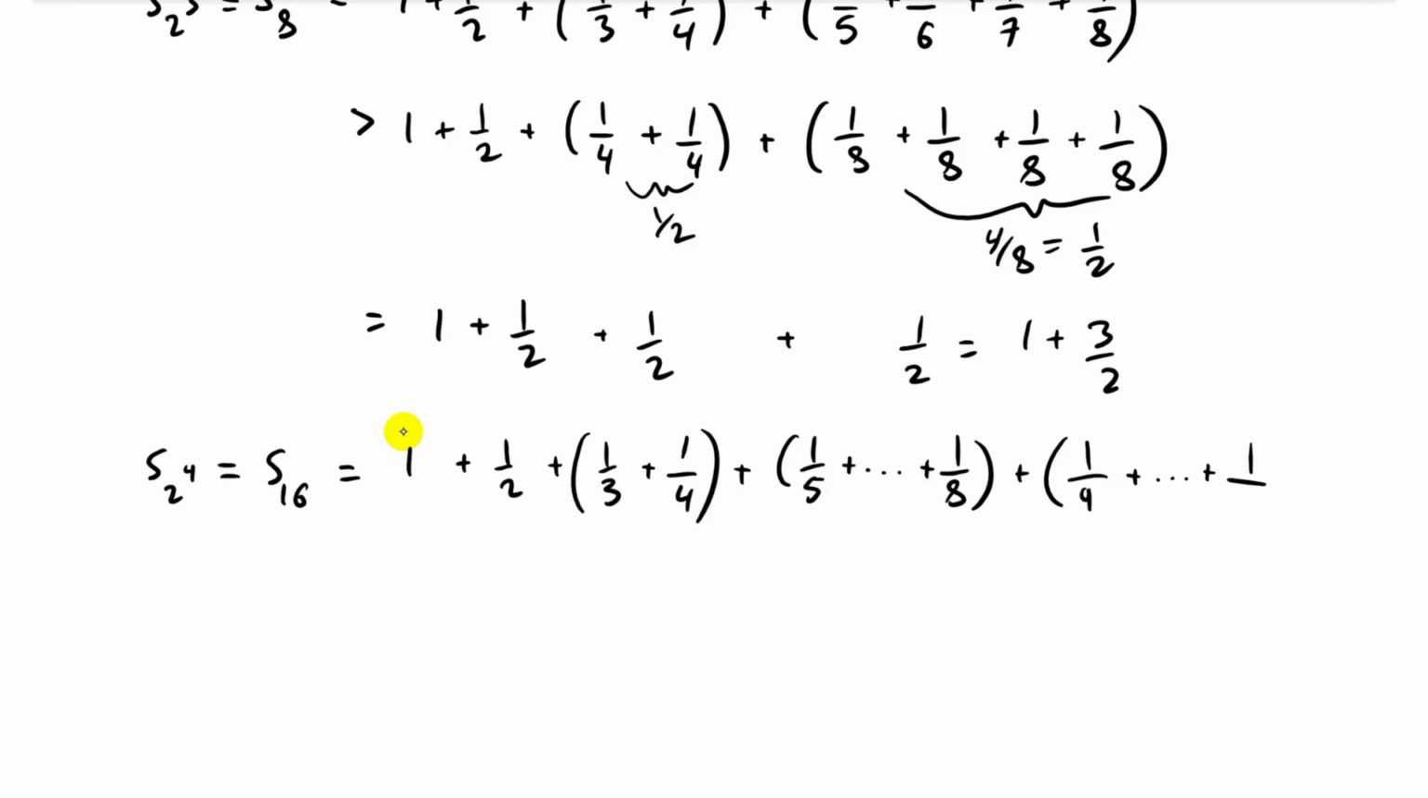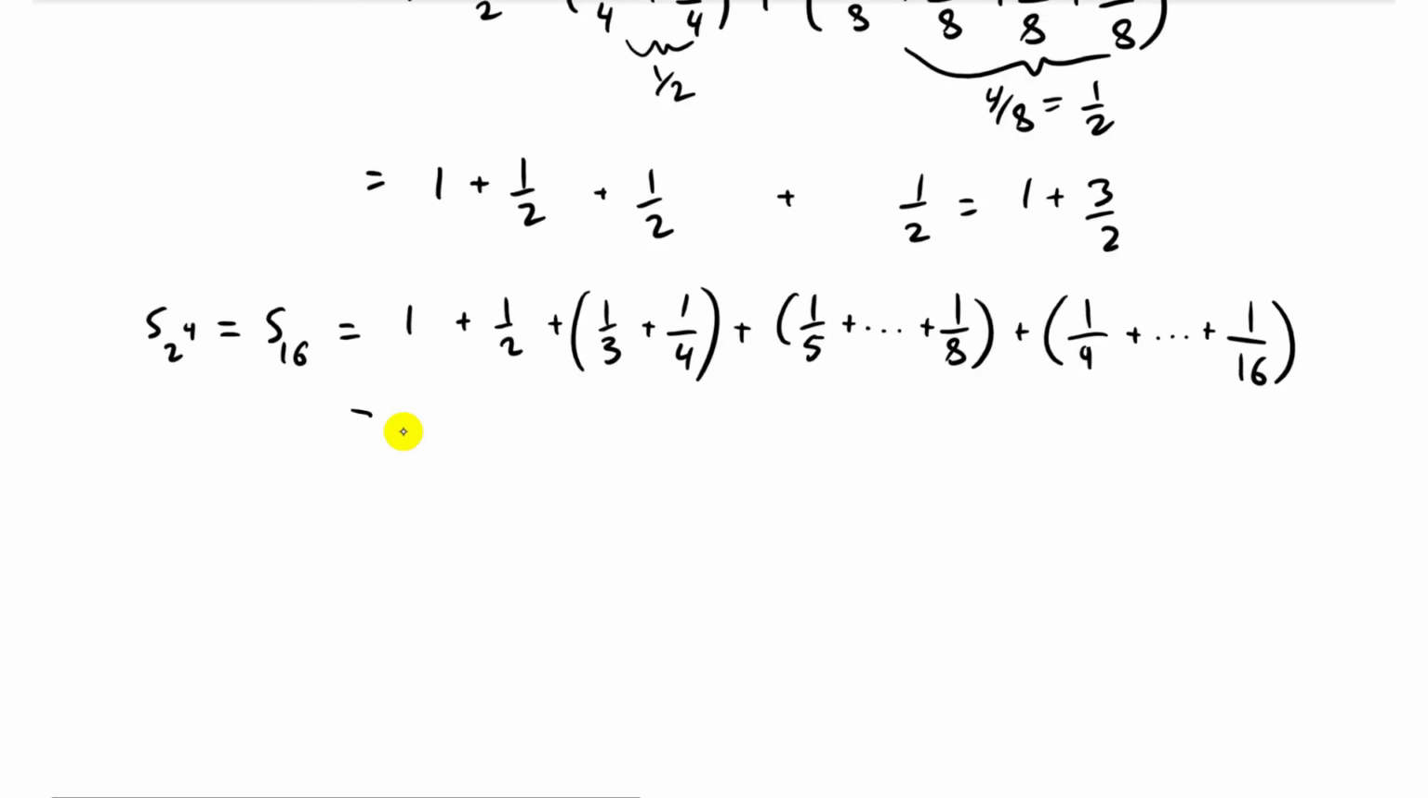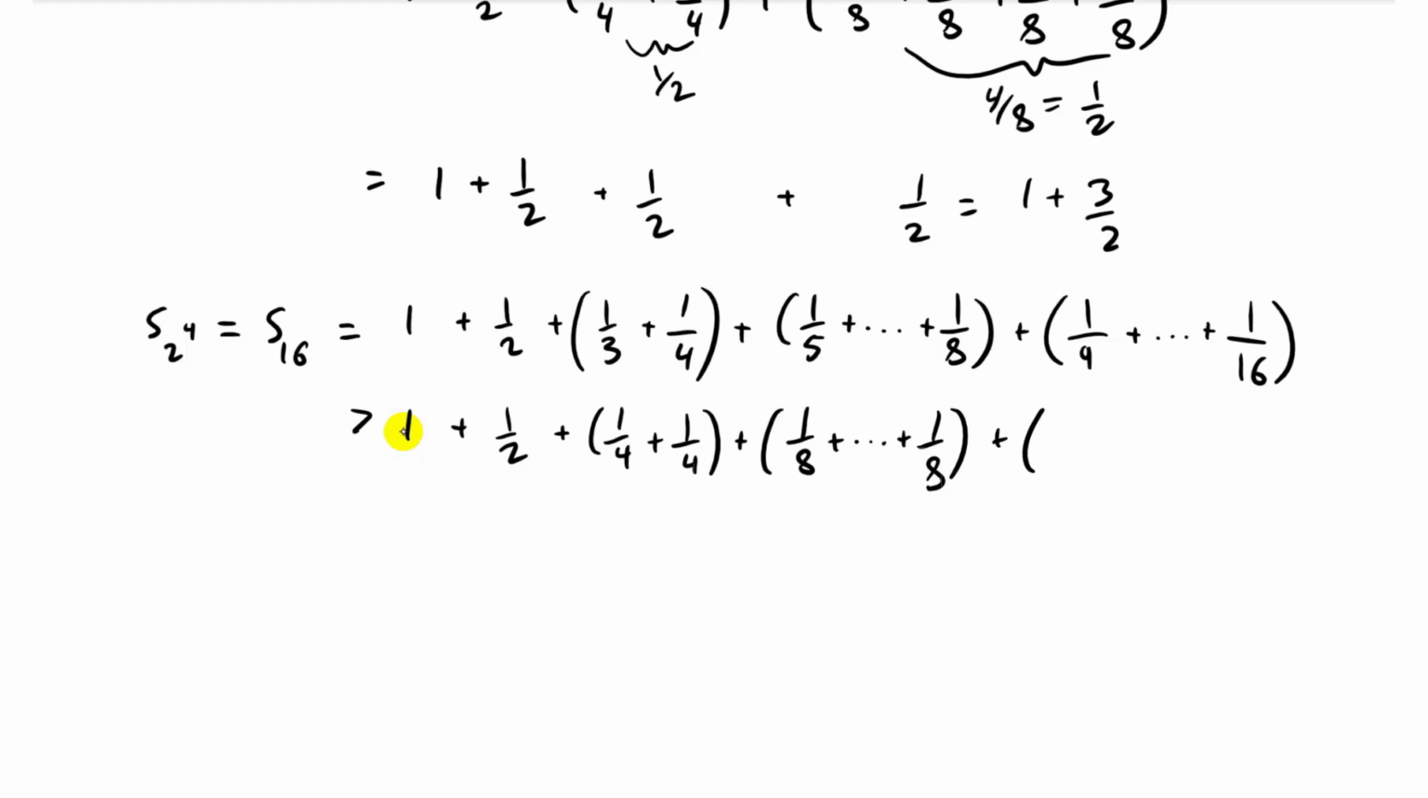So the number of terms that we're adding from here to there is going to be 8. So it's half, like that. So this is going to be greater than 1 plus 1/2 plus 1 over 4 plus 1 over 4, then here it's going to be 1 over 8 now, plus dot, dot, dot, plus 1 over 8, plus now here is going to be 1 over 16. And we're going to have 8 of those, so we have half.